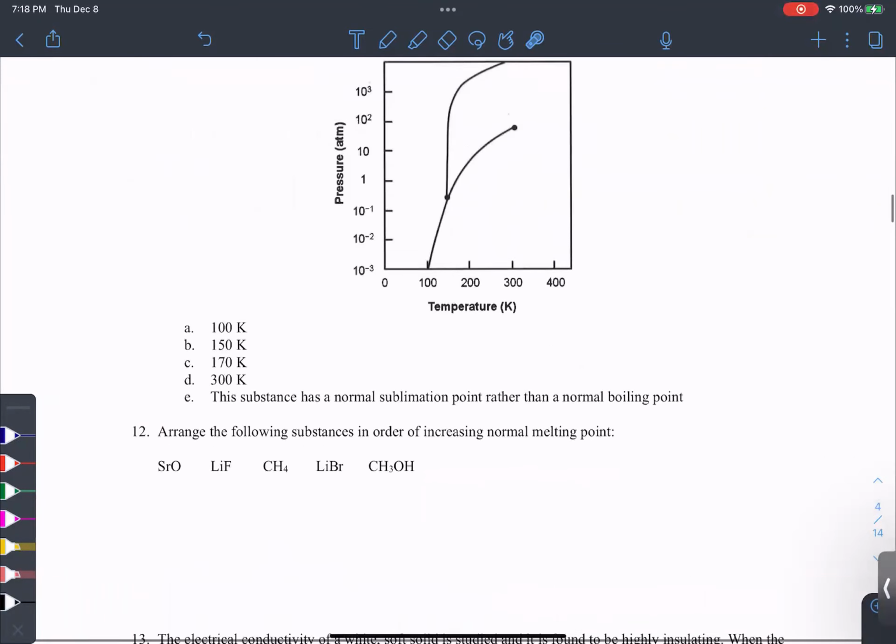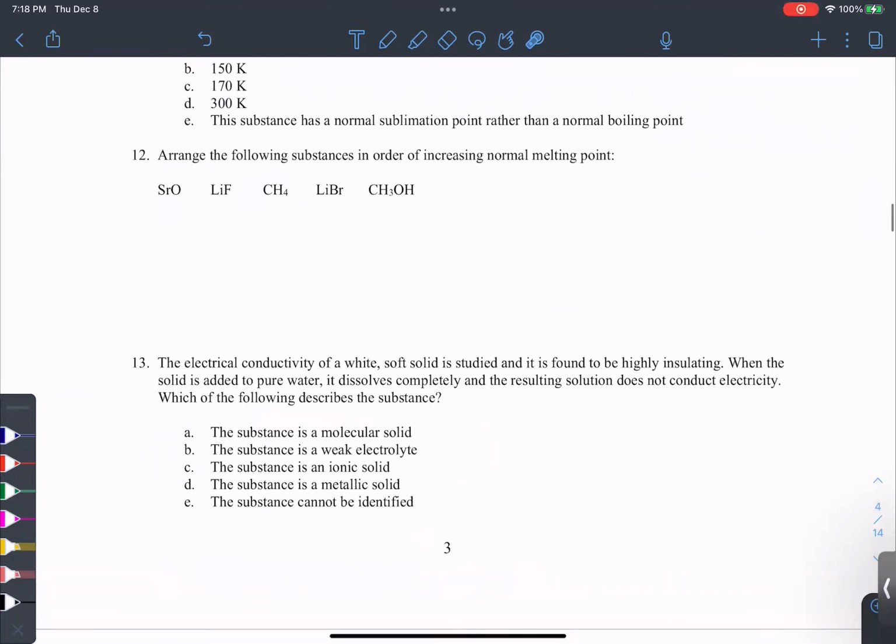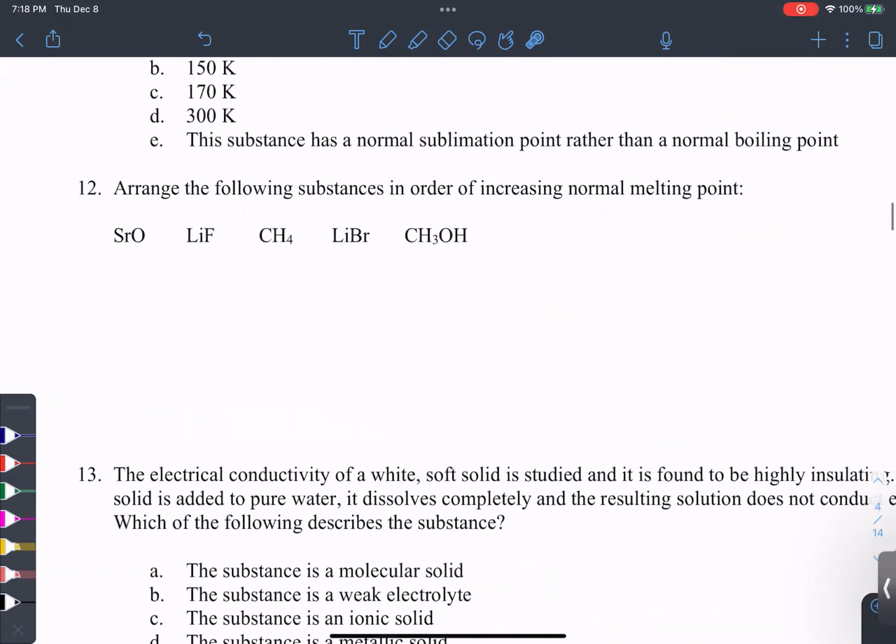Okay, I'm done with 11. Let's do 12. Let's arrange these substances in increasing normal melting point. So this is related to solids.